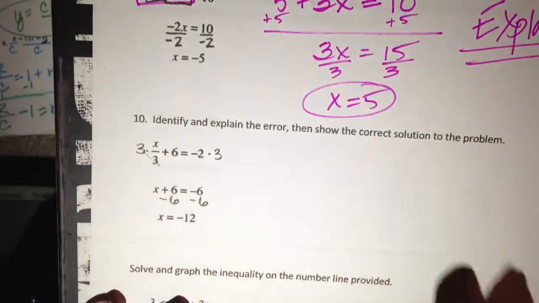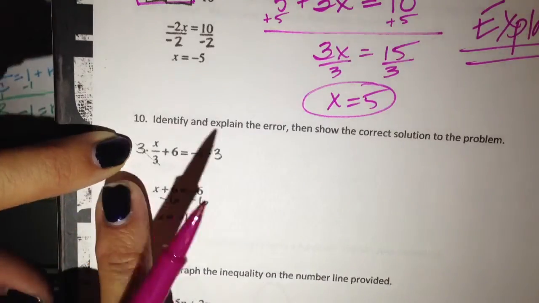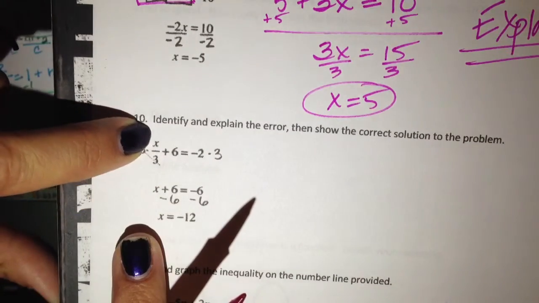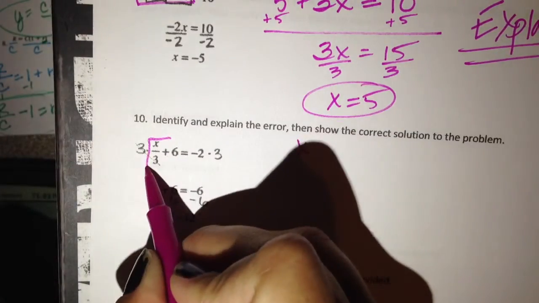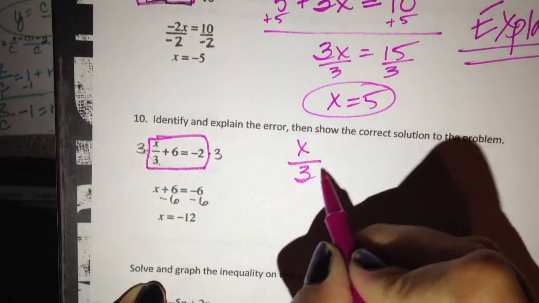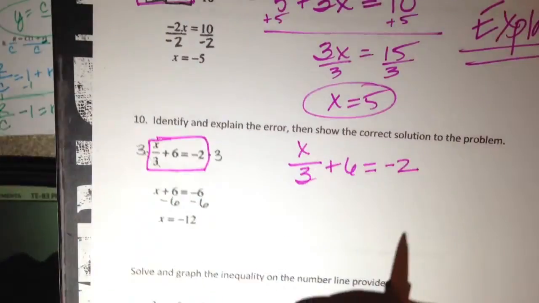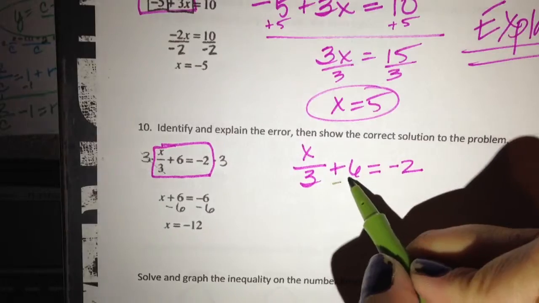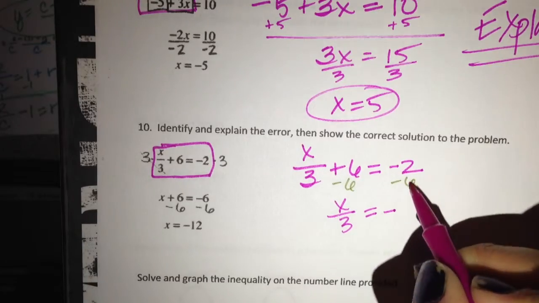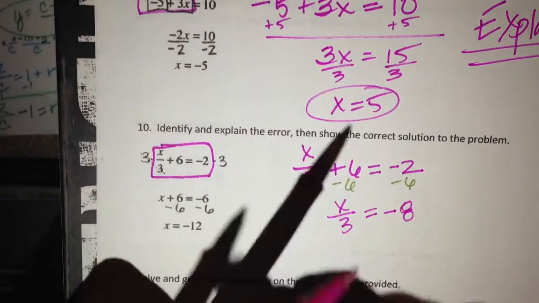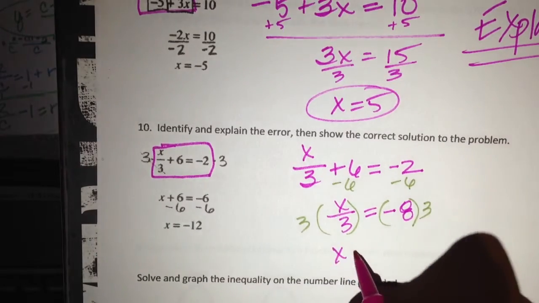In number 10, identify and explain the error again. This one's pretty tricky. What I want you to notice is that they went at undoing divide by 3 on the x before subtracting the 6. We always undo our addition or subtraction before we get at any division or multiplication. So the first thing I would do is subtract 6 from both sides and find out that x over 3 is equal to -8. -2 minus 6 is going to leave me with -8. And I'm going to multiply both sides by 3 to find that x is equal to -24.